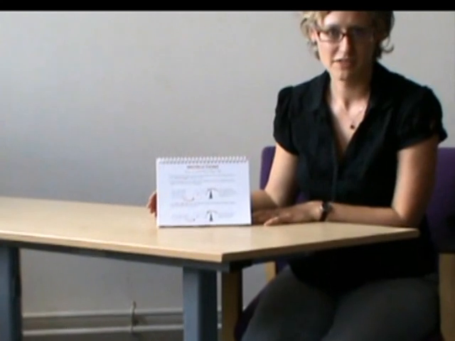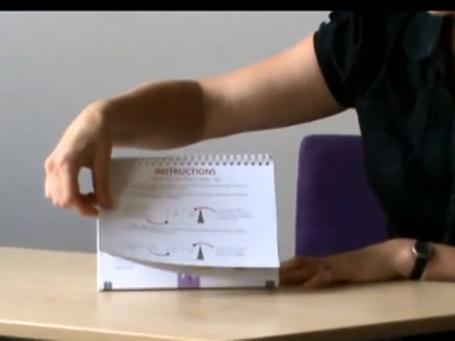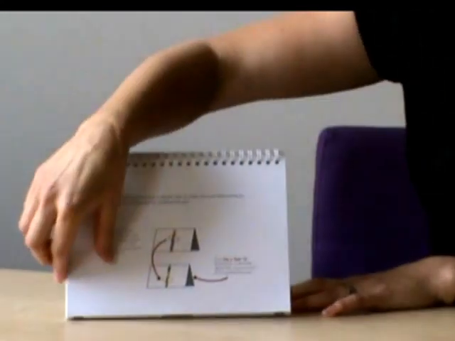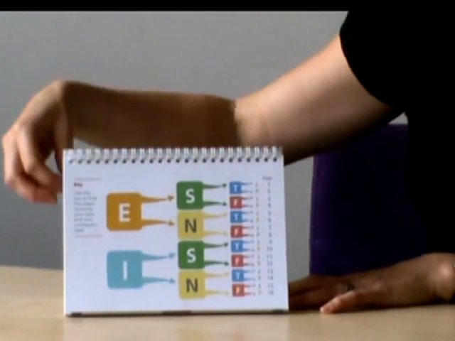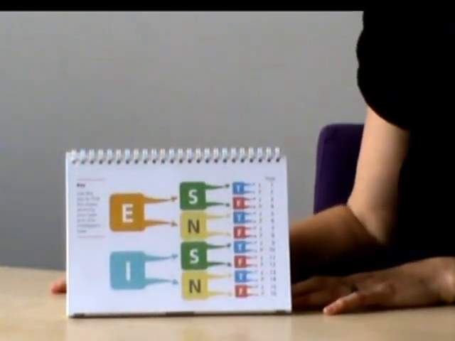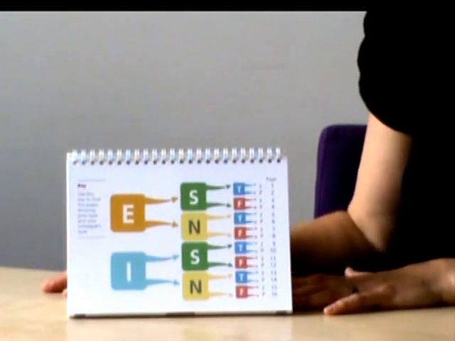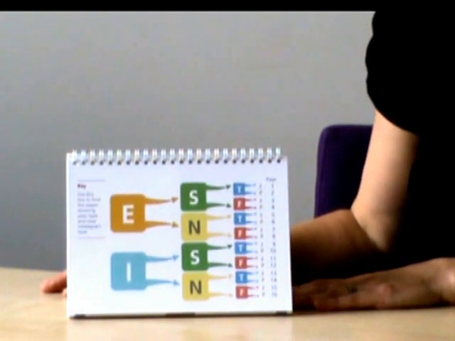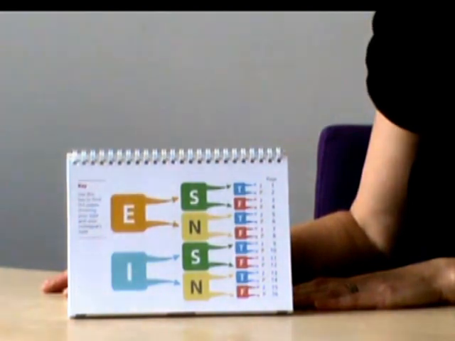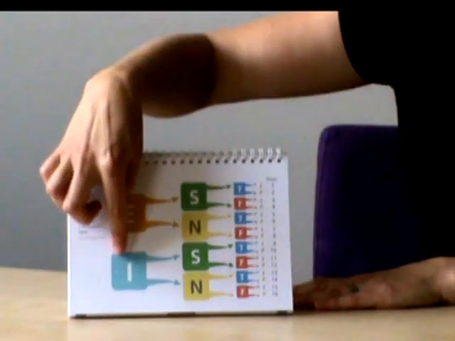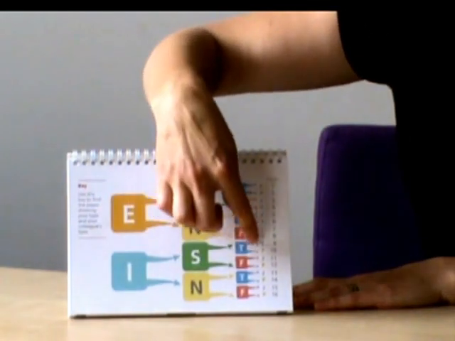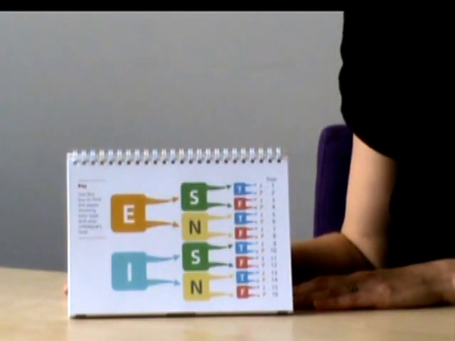First of all, we've got the instructions, which we don't need to go into now because I'm going to show you. Then if you continue to flip over, you get to the key, which is where you find out how to find the different types. So for me, I'm ISTJ, so let's see which page I need. ISTJ, I need page 9.